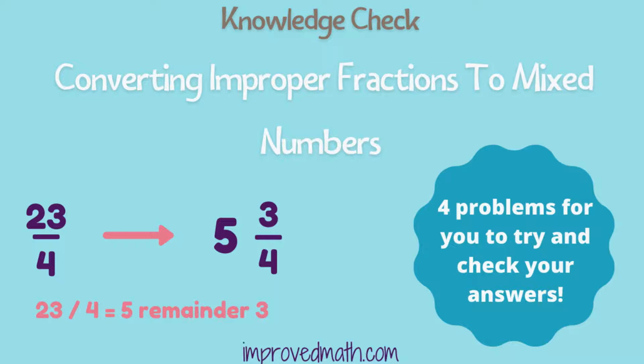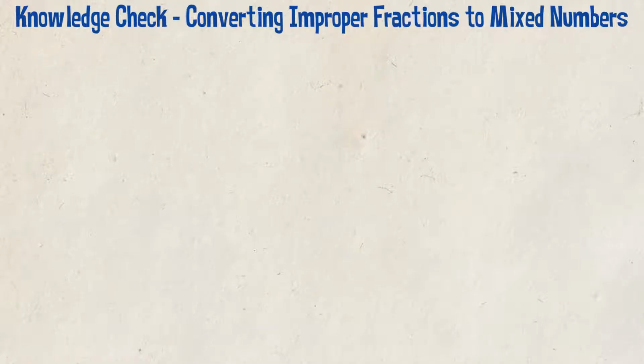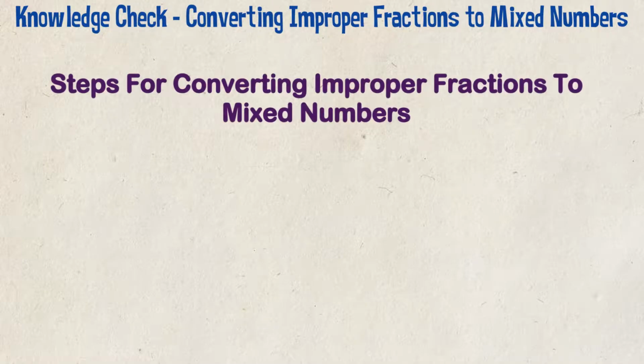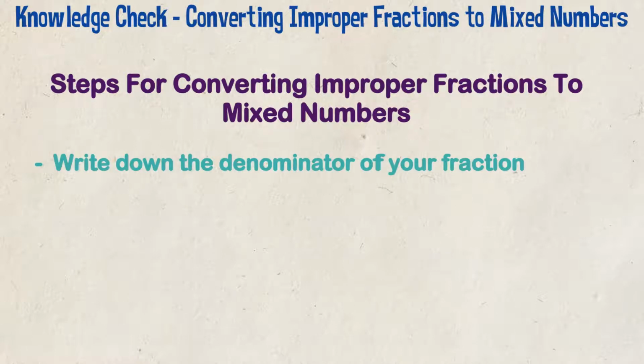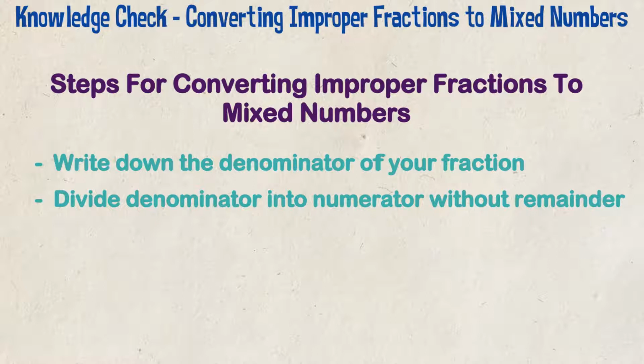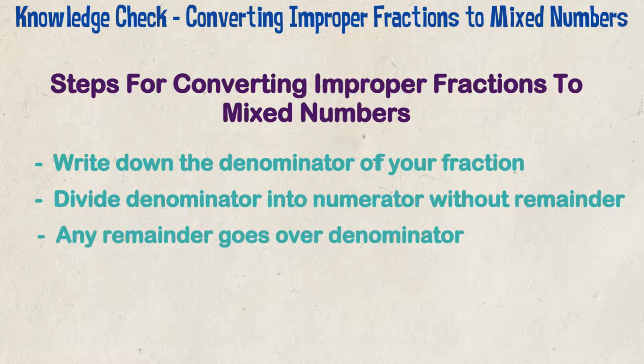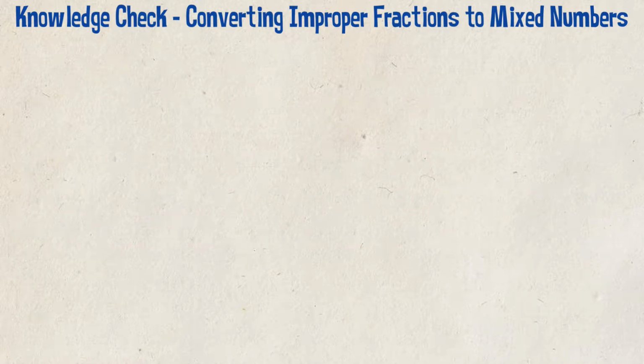In this video, we're going to work through 4 examples for converting improper fractions to mixed numbers. If you remember my video on this, the steps are: write down the denominator of your fraction. Then see how many times the denominator will go into the numerator evenly. That ends up being your whole number. Any remainder that is left gets put over the denominator and is our proper fraction. Pause the video, work through these 4 problems yourself, and then unpause to see if we get the same answer.